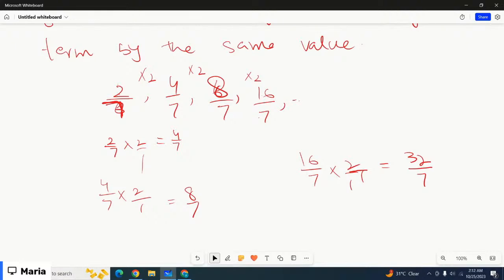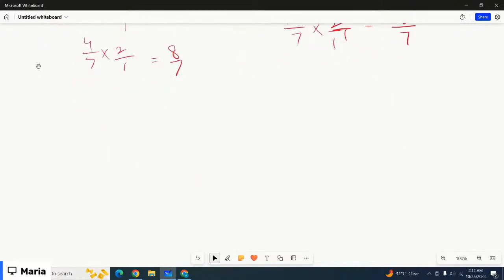Okay, let's just do another example. The other one is, for example, 4 over 5, 4 over 10, 4 over 20, 4 over 40. How do you calculate the next fraction in the sequence?